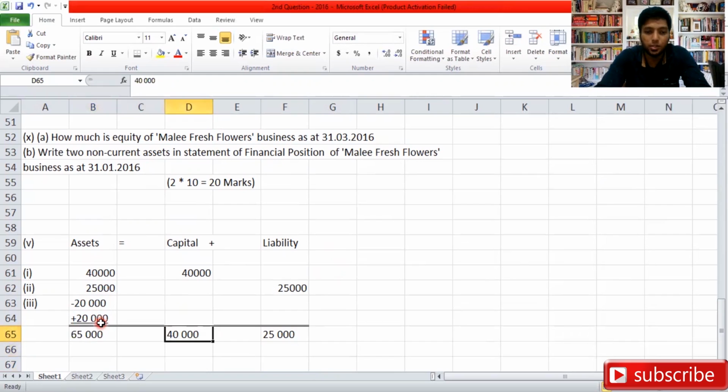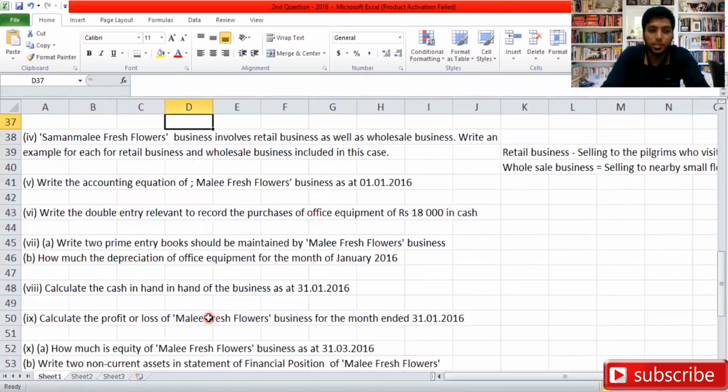This is the basic showing because A should be equal to C plus L. You got A as 65,000 here. So C plus L, 40,000 plus 25,000, you got 65,000. That's how you find this for 1st 2016. Let me remind you, that's the reason we didn't go down. We took only 1st 2016.